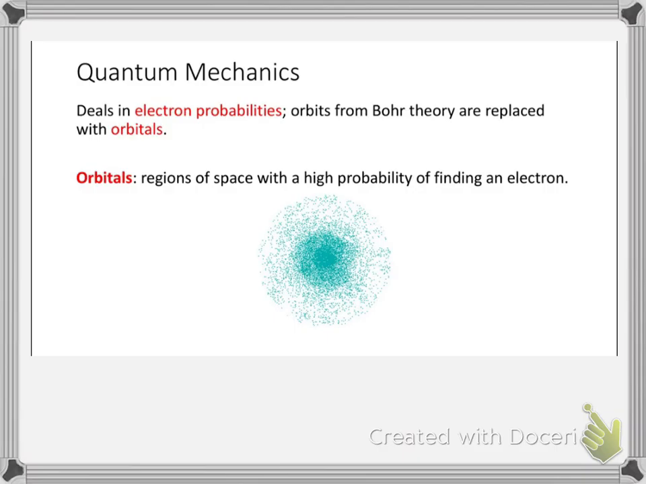It's very cool. So here again, just to reiterate, in quantum mechanics, we are dealing with electron probabilities. So no longer are there orbits. I'll just cross that out as an emphasis. The electrons are not orbiting. Instead, we call these regions of probability orbitals. So when we see orbitals, these are the regions of space with the high probability of finding an electron.